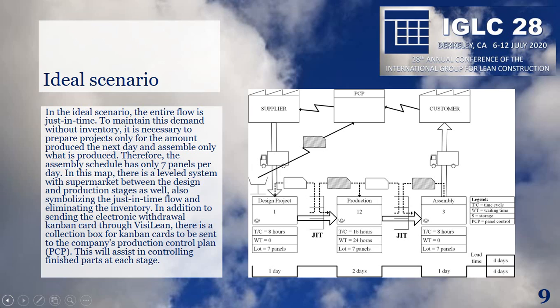Ideal scenario. In the ideal scenario, the entire flow is just in time. To maintain this demand without inventory, it's necessary to prepare product only for the amount produced the next day and assemble only what is produced. Therefore, the assembly schedule has only 7 panels per day. In this map, this is a leveled system with a supermarket between the design and production stages as well, also symbolizing just-in-time flow and eliminating inventory. In addition to sending the electronic withdrawal Kanban card through Visilean, there is a collection box for Kanban cards to be sent to the company's production control plan. This will assist in controlling finished parts at each stage.